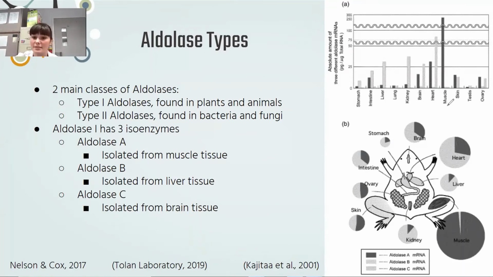You'll notice that muscle, by and large, is only going to express aldolase A, which makes sense. If it was isolated from muscle tissue, that would be the most popular isoform expressed there. Aldolase B is going to be popularly in the liver and the kidneys. And then C, again, it's a little hard to see because this diagram is black and white, but is going to be expressed in the brain and also the heart a bit.